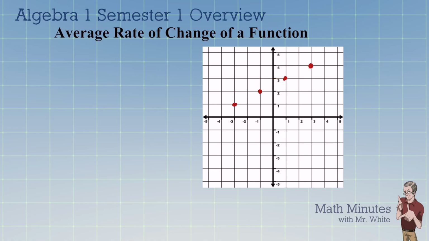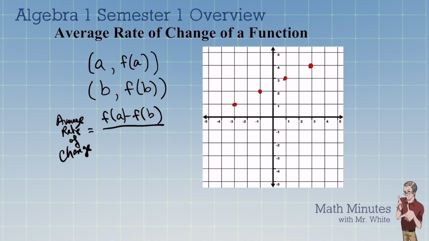So given 2 points, a comma f of a, remember that's just the y component, so this is just x and y, and then the second point is b comma f of b, so that's a second point with an x-y combination. So the way you find the average rate of change between any 2 points, it could be these two or it could be these two, it really doesn't matter. What you do is you subtract the y's, and then you divide that by the x's subtracted, just like that. So f of b minus f of a, that's the y value subtracted, over the x value subtracted.